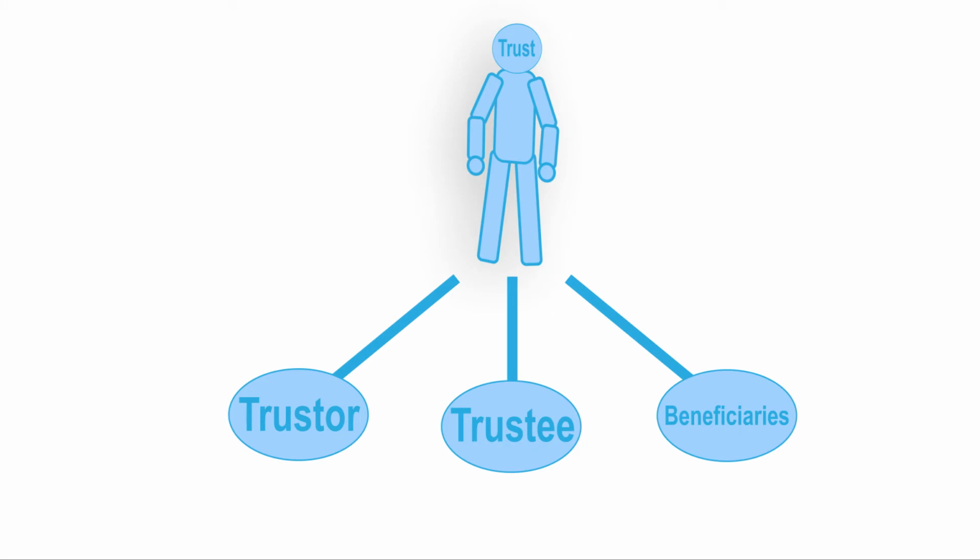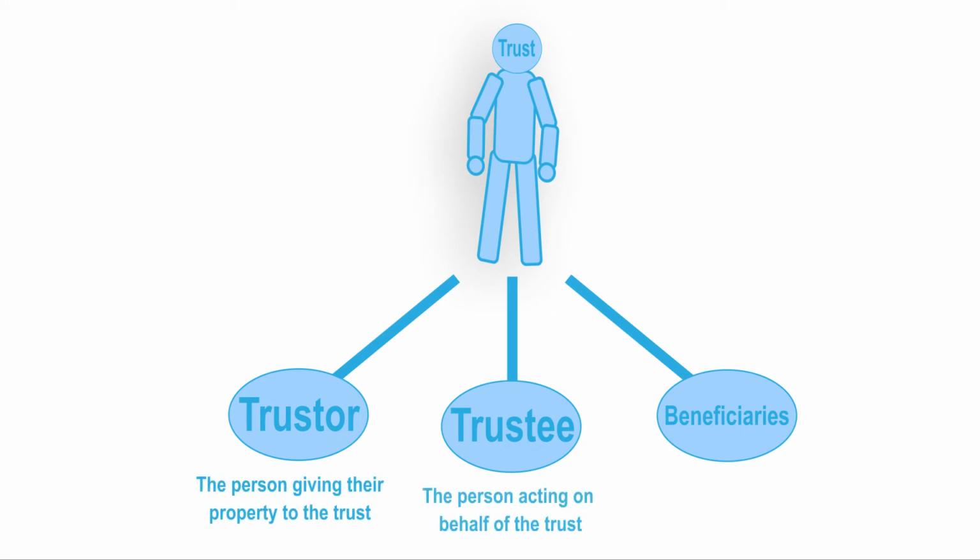The trustor is the person giving their property to the trust. The trustee is the person who acts on behalf of the trust and carries out any actions stated within it. And the beneficiaries are the people who will ultimately benefit from the formation of the trust. They're the people who will assume ownership of the property in the trust.